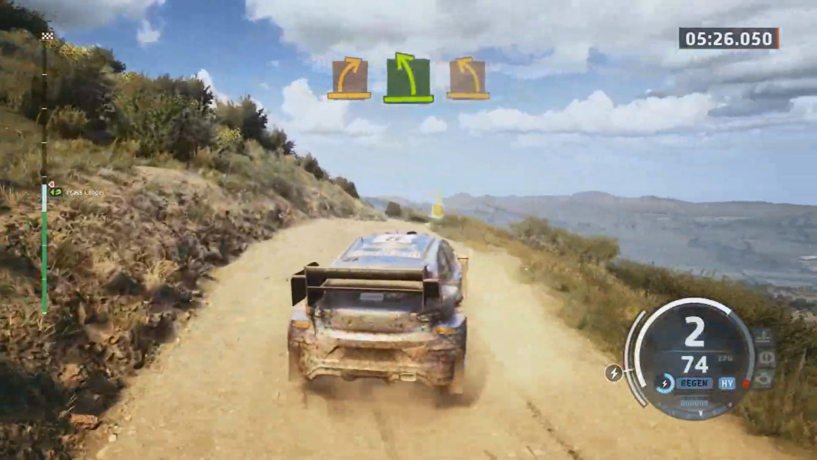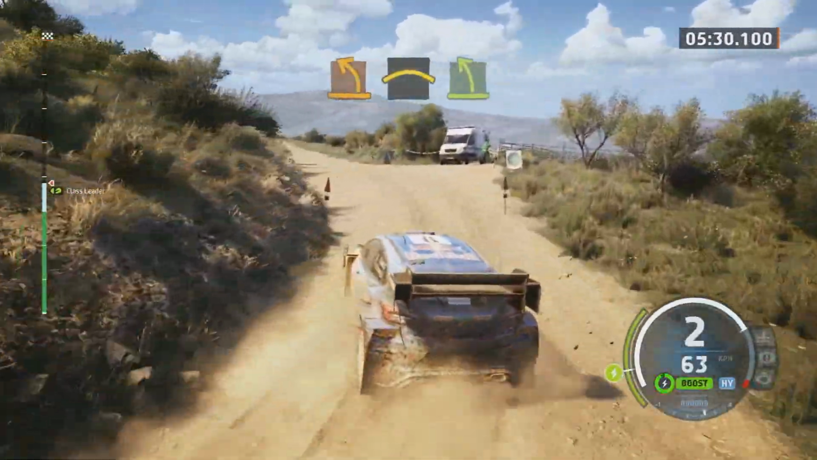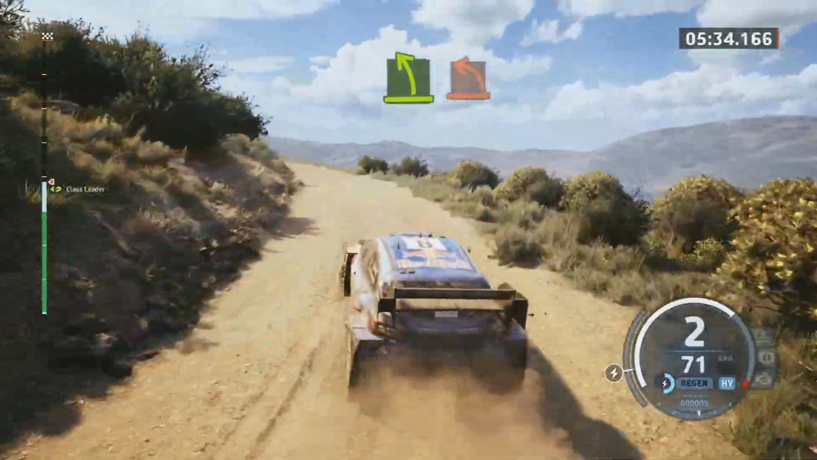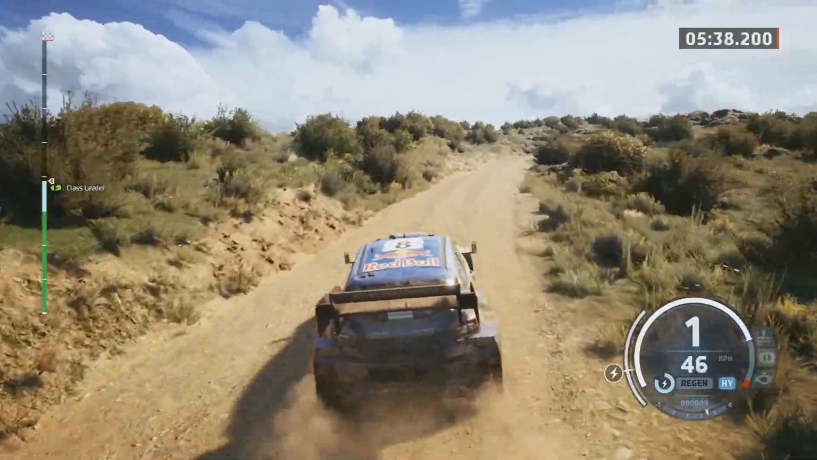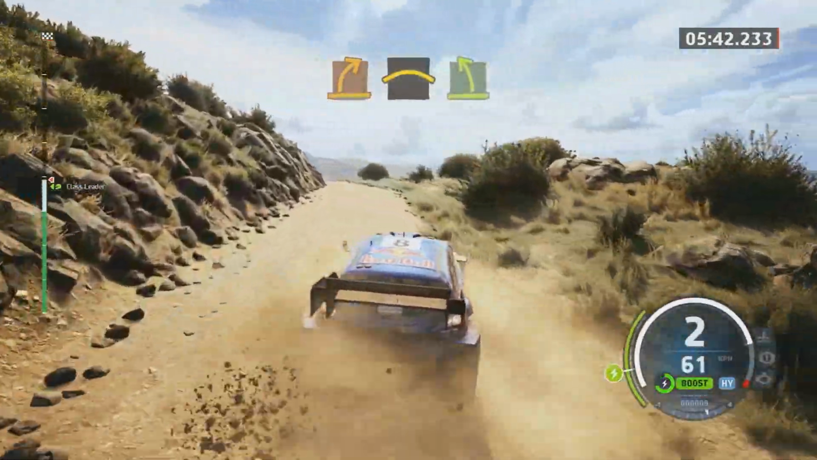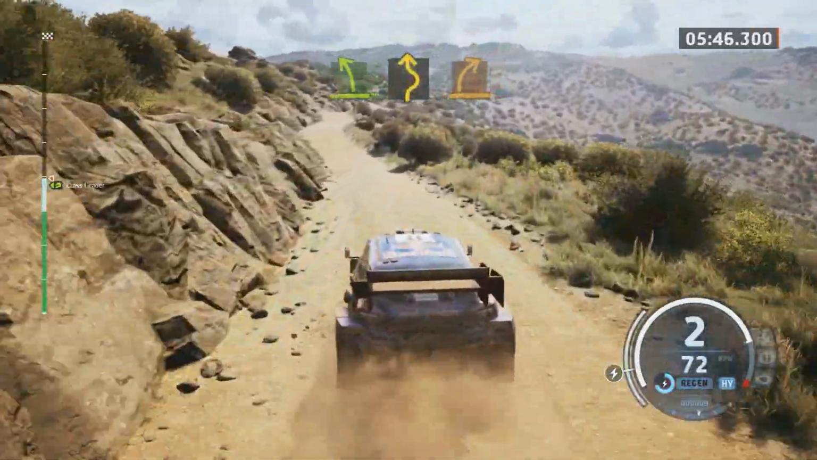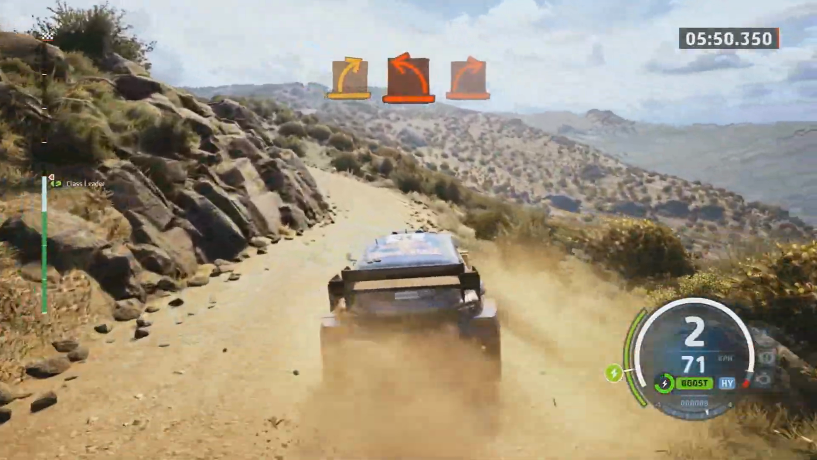Tightens medium. Crest. Into easy left. Tightens hard. Medium right. Crest. Easy left. Crest. Twisty. Medium right of the crest. To hard left. Hard right. Medium left.